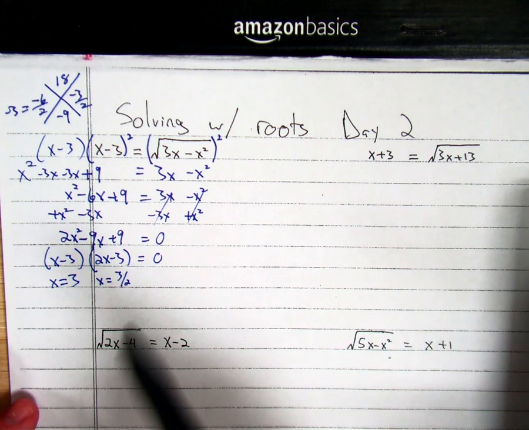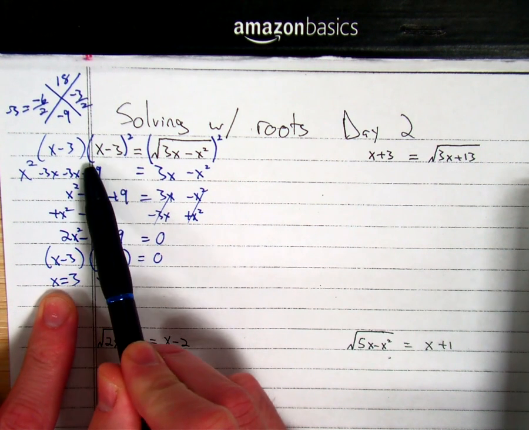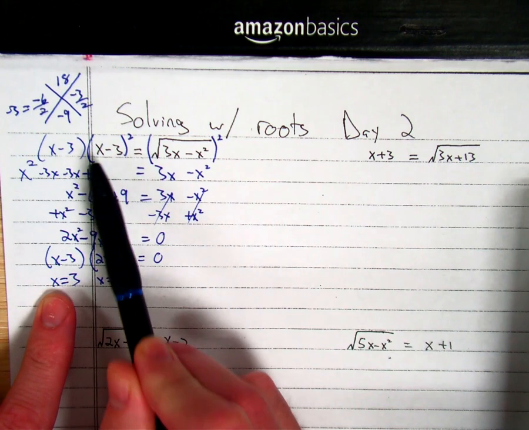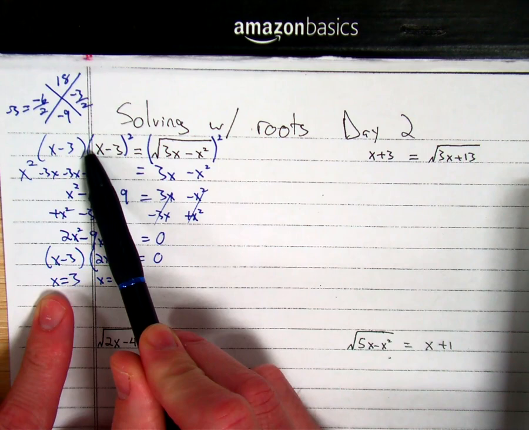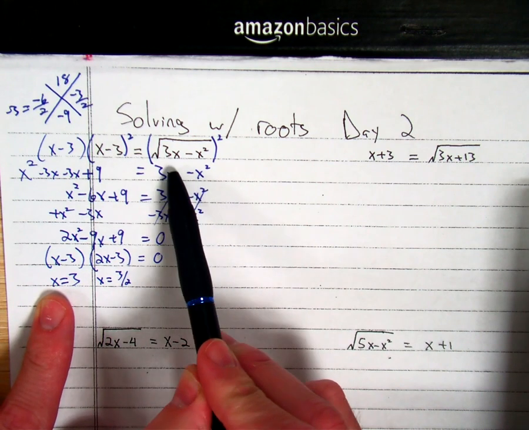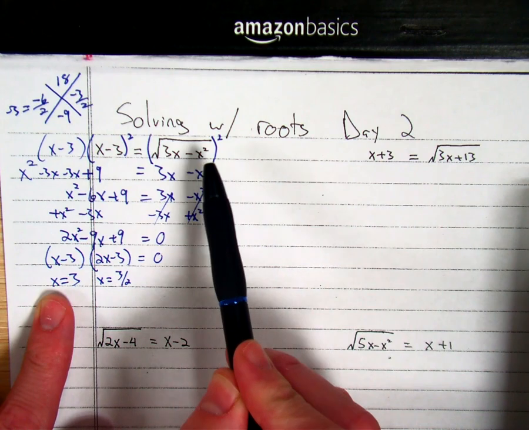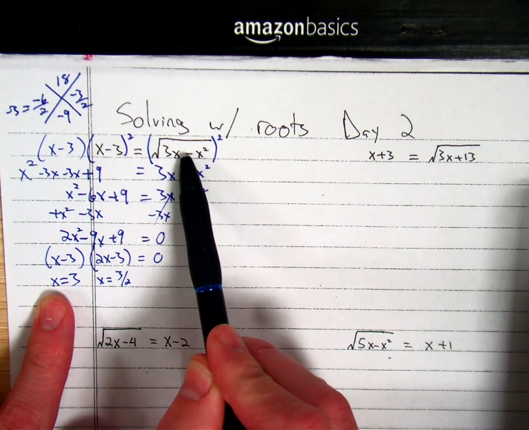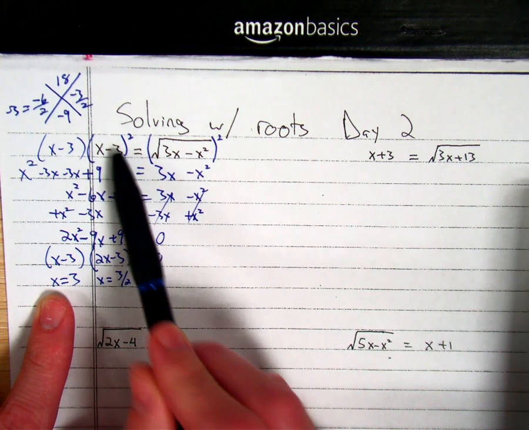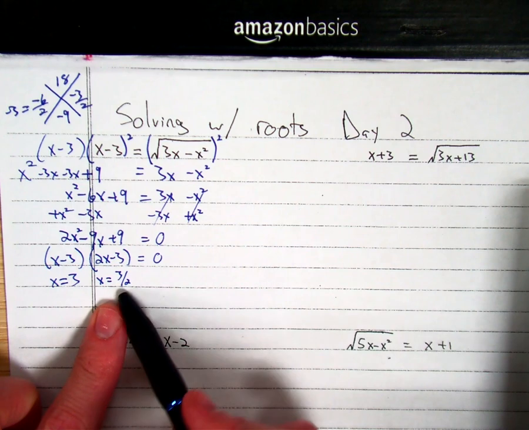Okay, so we can maybe mentally double check 3. Back to the original problem. Ooh, 3 minus 3 is 0. Can a square root equal 0? Yes, it can, so we're good so far. 3 times 3 is 9, minus 3 squared, which is also 9. So yes, 0 inside the square root. Square root of 0 would be 0. That one should work.